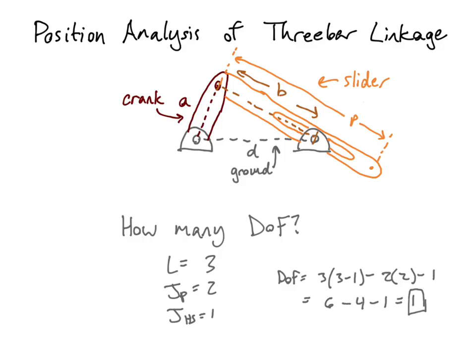So because our degrees of freedom add up to 1, that means that we only need 1 piece of information to tell us everything we need to know about the slider. And we're going to say that piece of information is the angle between the crank and the ground. And if we know that, then we will be able to know everything about this linkage. So let's go ahead and do that analysis.